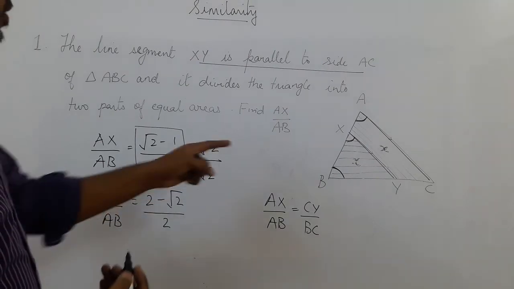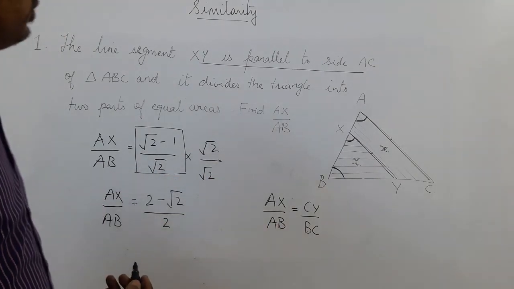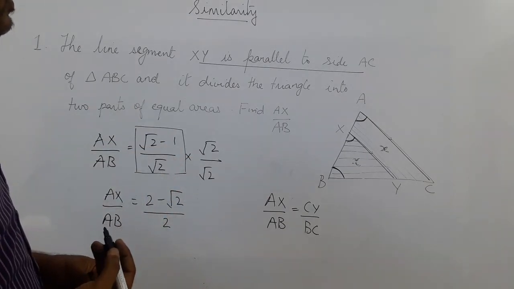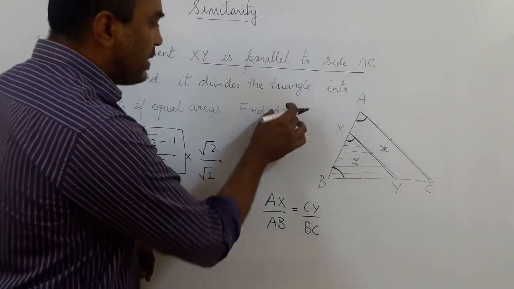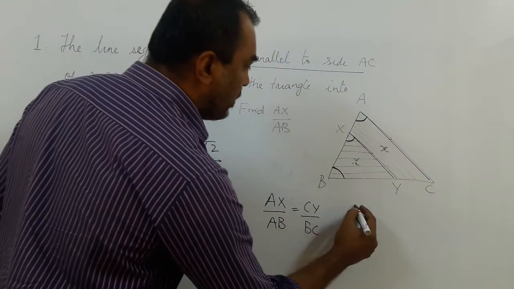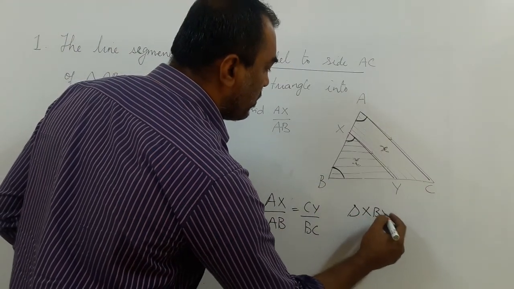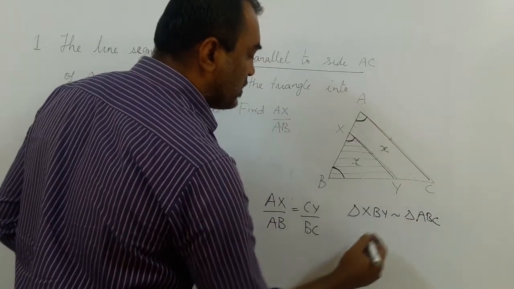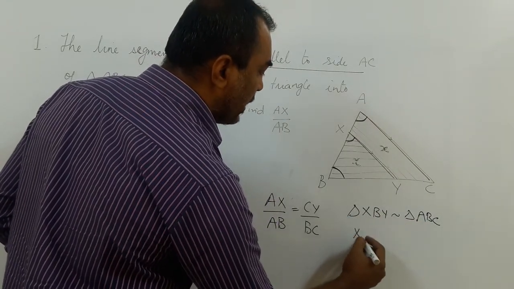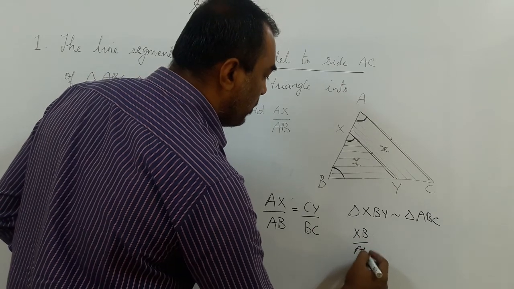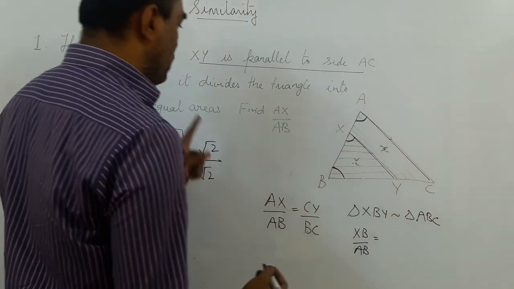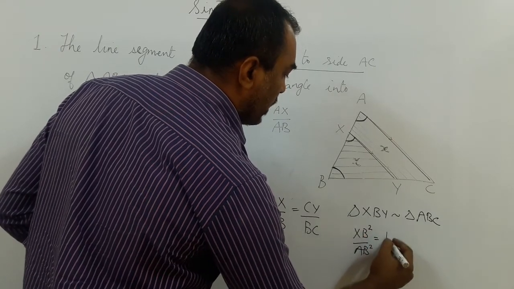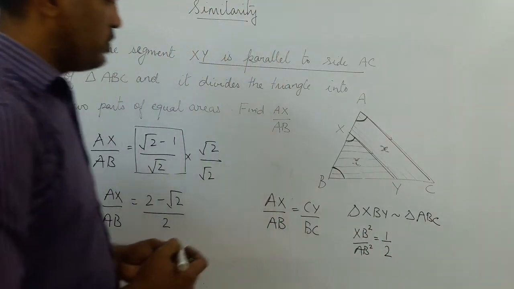Yes? So we could find, but this is not anything to do with here. We have to always start with the area. So what was the area? Now what I am trying to tell you, it is AX and AB, but we showed triangle XBY and triangle ABC are similar. So because they are similar, the ratio is what? XB upon AB is equal to the ratio of how much square? So XB square upon AB square was a ratio 1 upon 2.